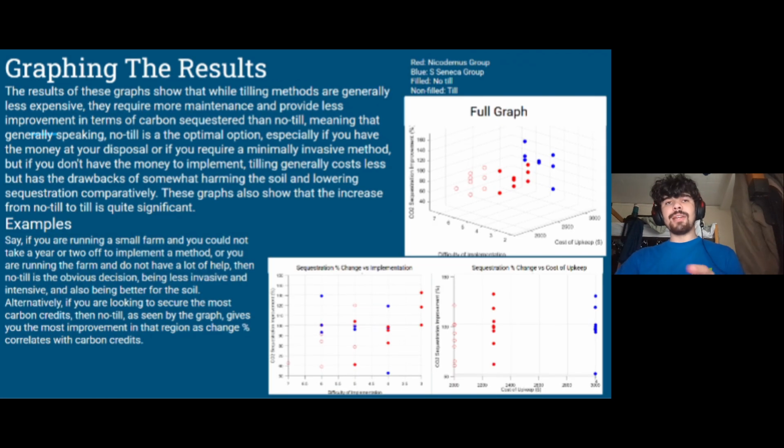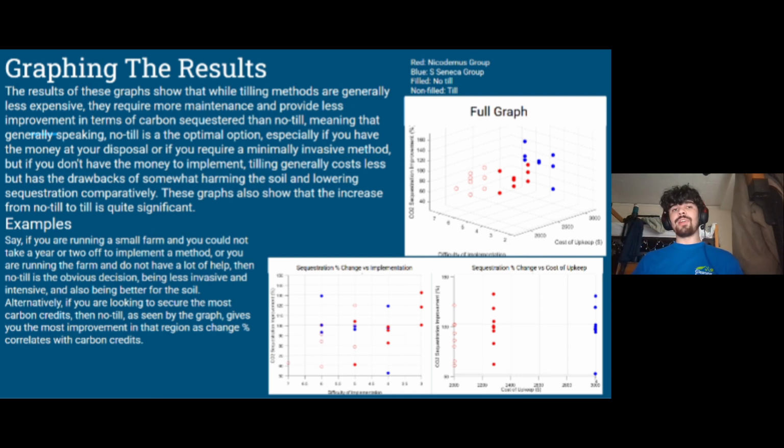Now, from the results of my testing, as you can see, the graph clearly shows that no-till is both less invasive as a method and also sequesters more carbon and just improves the sequestration percentage. But the only downside is no-till methods generally use more non-renewable resources like fertilizer. You have to keep buying.